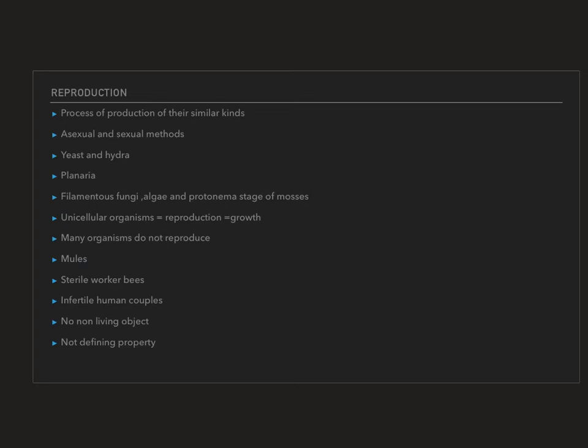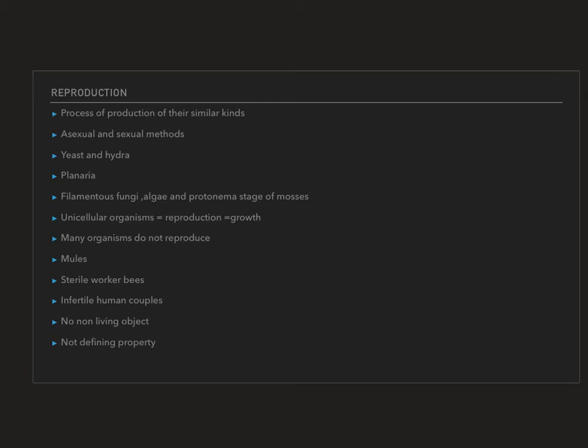Reproduction is a process of production of individuals. It takes place by asexual methods and sexual methods. In yeast and hydra, budding takes place. In planaria, regeneration takes place, which means lost parts are regenerated. In the case of planaria, we can observe true regeneration. Planaria, you can say flatworm. Fragmentation is one asexual method. It takes place in filamentous fungi, algae, and the protonema stage of mosses. This thing you know well.